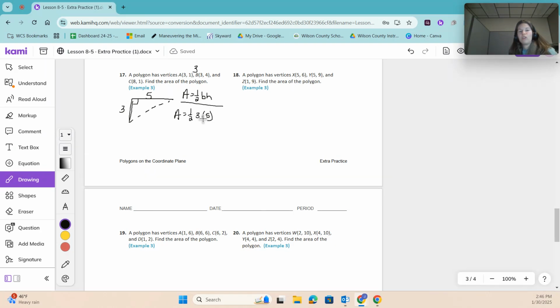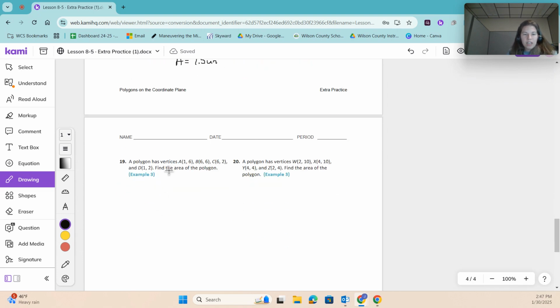3 times 5 is 15. 15 times 1/2 is going to be 7.5. So your area equals 7.5 units squared because we are in area here. Okay, and this one's very similar to that because it also has 3 points. Let's come down and take a look at number 19.